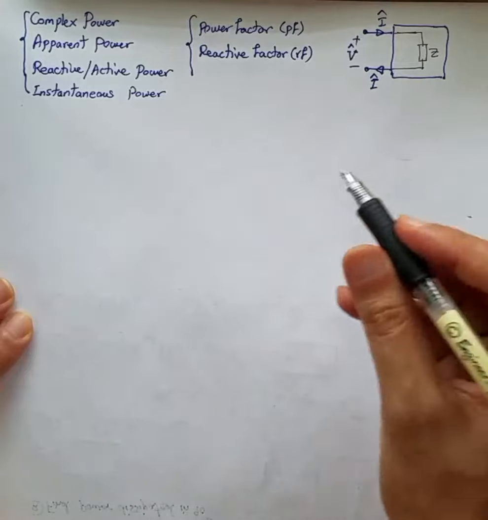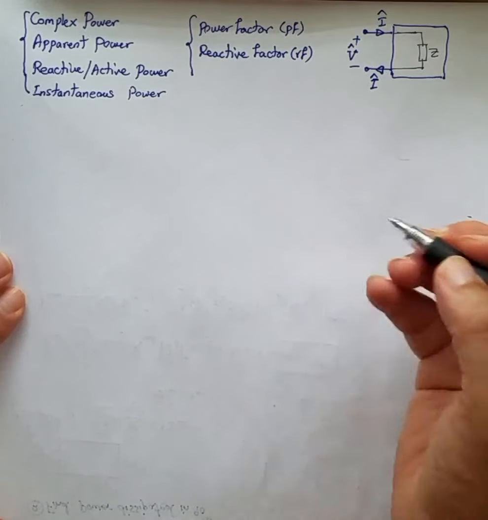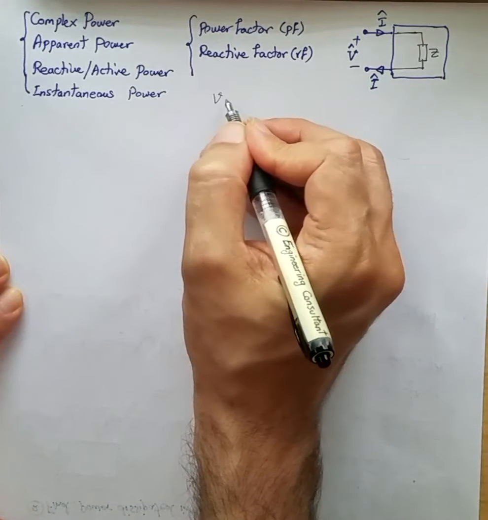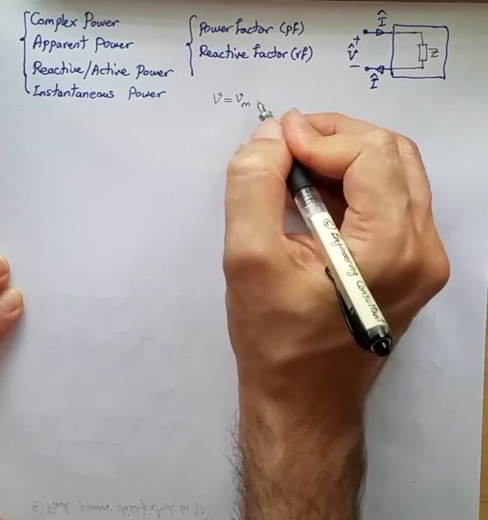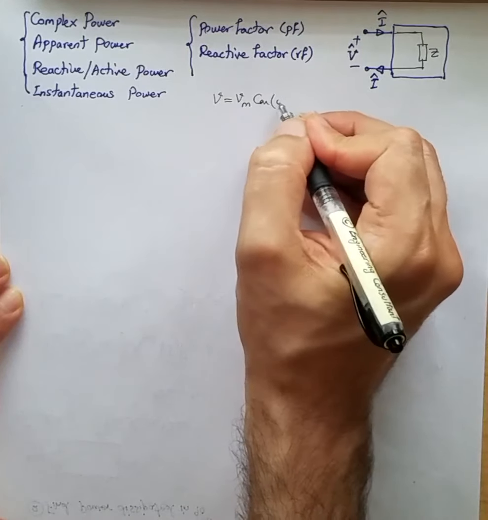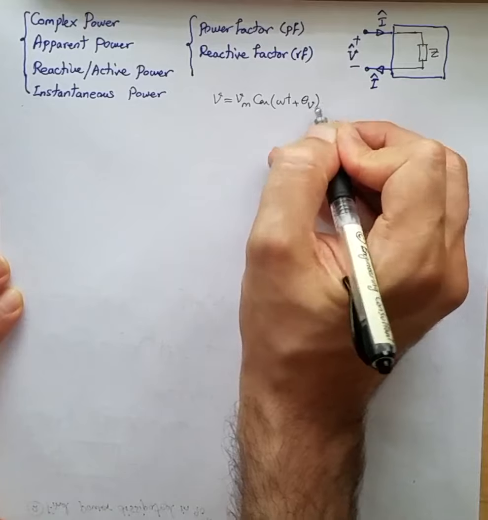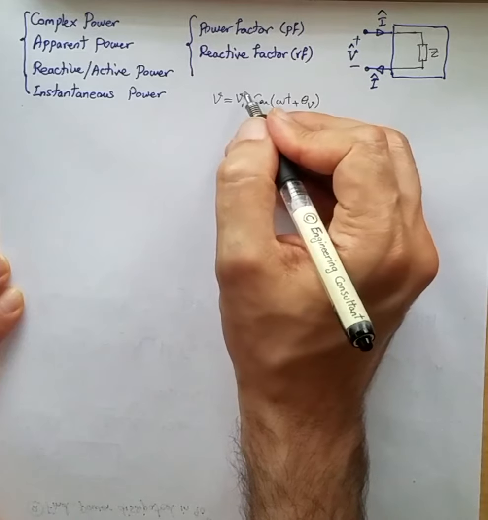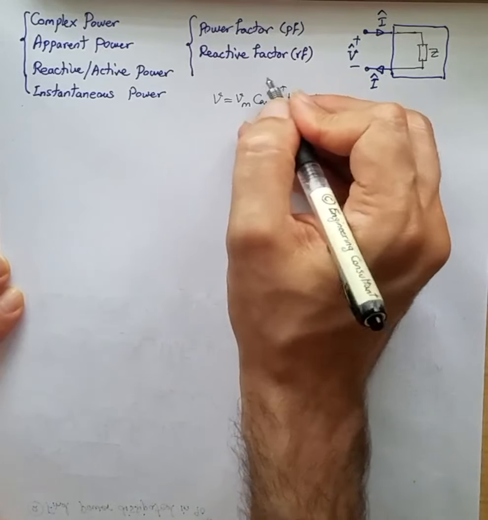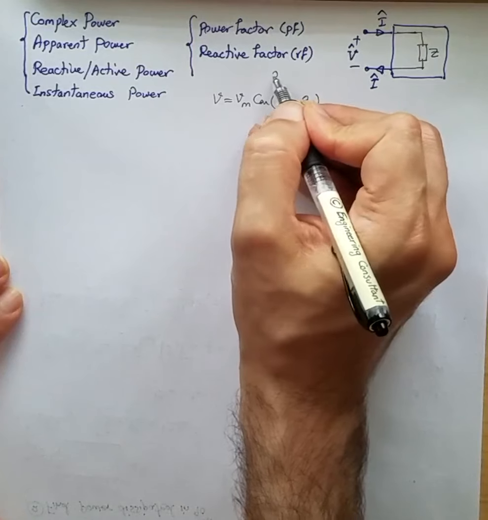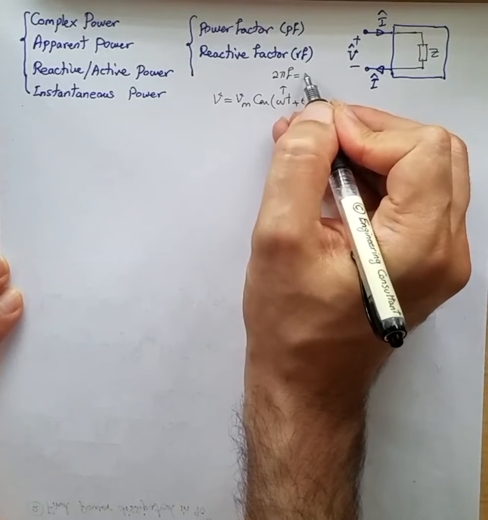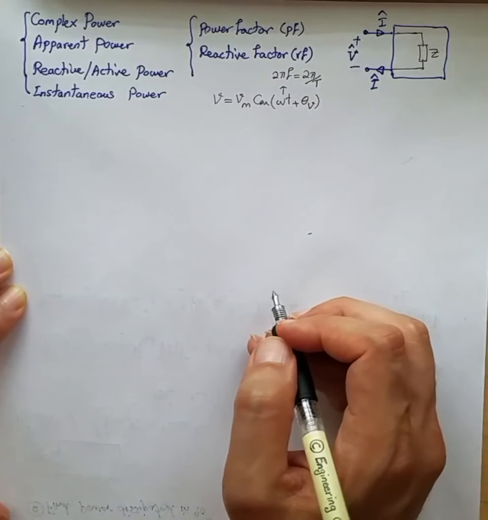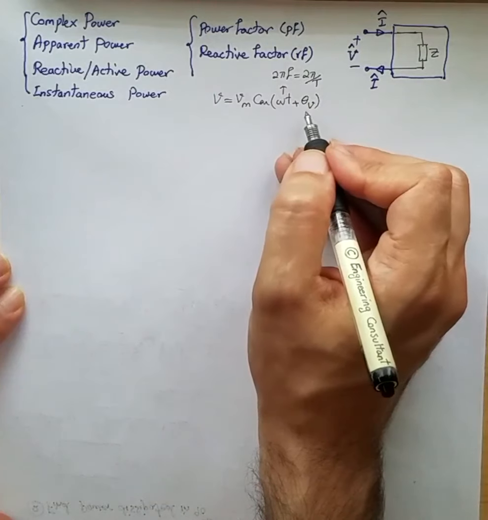We are talking about sinusoidal steady state power analysis. So let's say the voltage across this equivalent impedance is V, amplitude Vm, or magnitude Vm, cosine omega t plus theta V. That's the general form of a sinusoidal steady state voltage across this load. This is in volts, and omega is in radians per second in the form of 2 pi f, where f is frequency in hertz, or 2 pi over T. T is the period of the sinusoid in seconds. Theta V is the phase in radians.